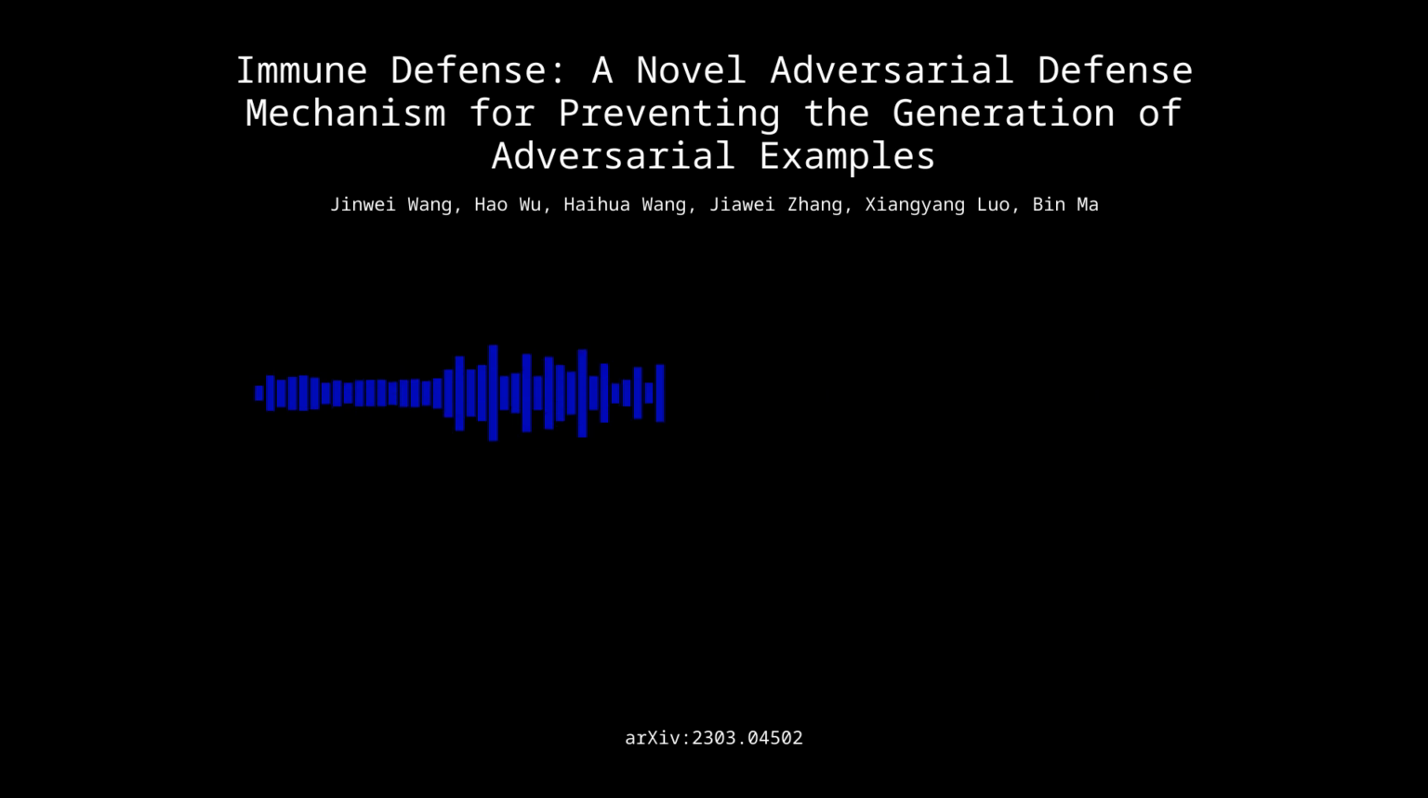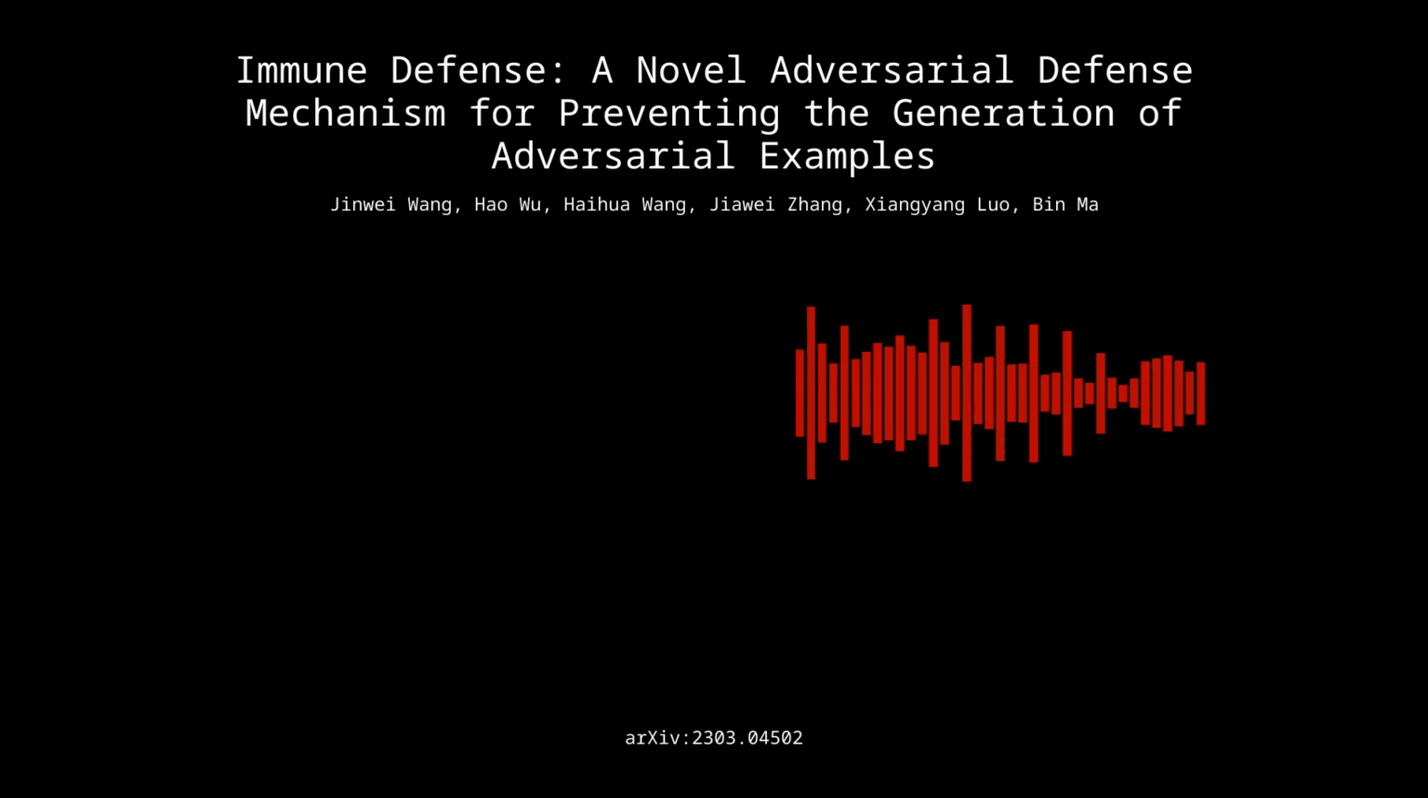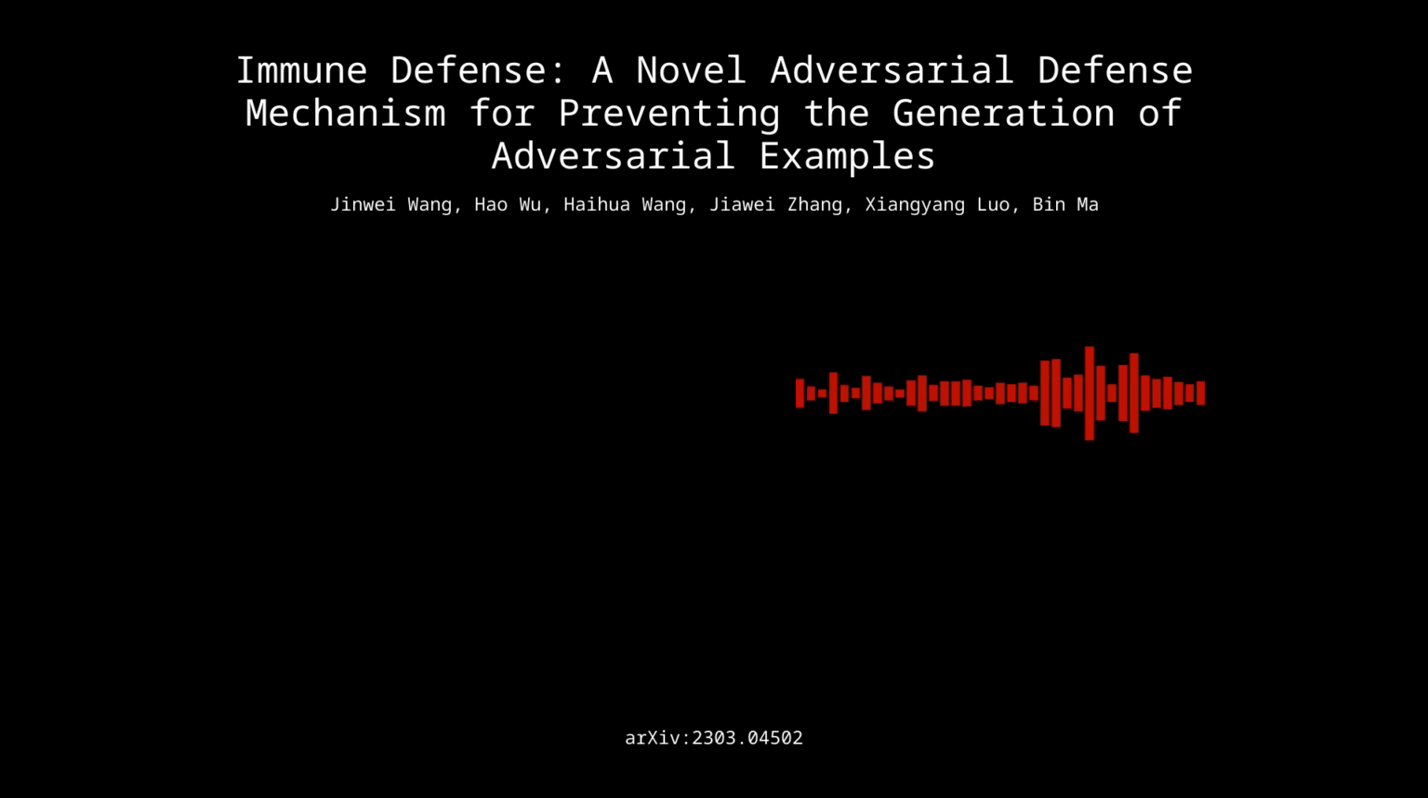Precisely. Immune defense flips the script. It focuses on immunizing the images themselves, and it does that by introducing these carefully crafted perturbations. They call them immune perturbations, or IPs. And these IPs essentially create a protective shield around the image, and they disrupt the attacker's ability to actually generate those adversarial examples. So instead of fortifying the DNN, we're fortifying the data itself. That's a pretty radical shift in thinking.